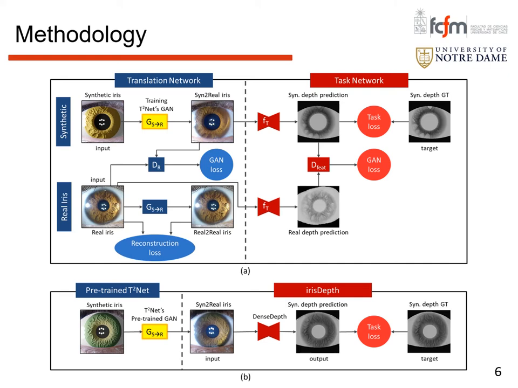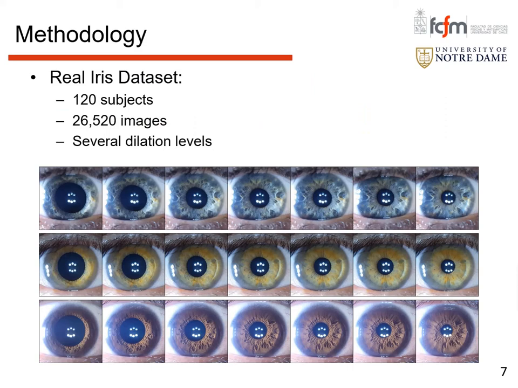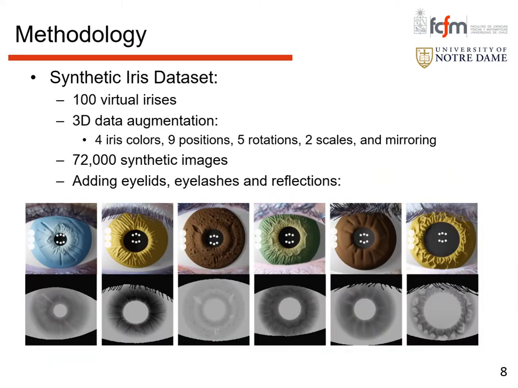We also introduce iris depth, a network which combines the GAN of T-squared-net with the depth prediction architecture of dense depth to increase performance. For the real iris dataset, we acquired 26,000 images from 120 subjects in several dilation levels. Both eyes were illuminated using lateral and frontal visible light. For the synthetic iris dataset, we rendered 72,000 images from 100 virtual irises simulating the same illumination conditions of the real irises. We added eyelids, eyelashes, and reflections in order for the networks to learn how to segment those features.